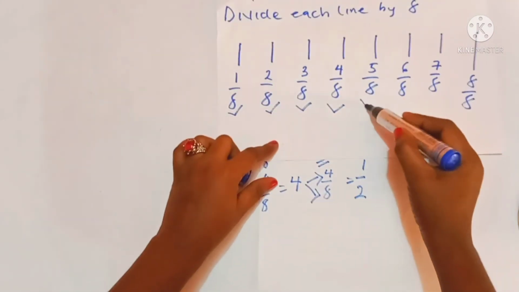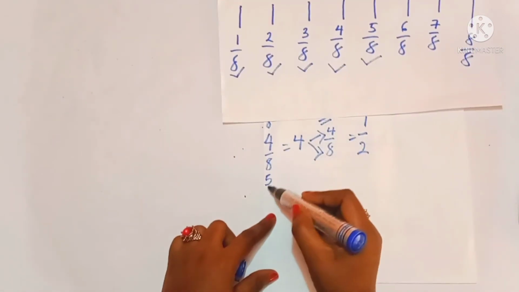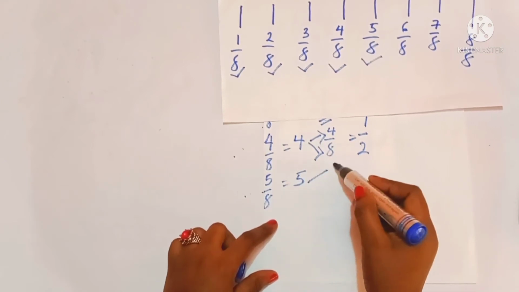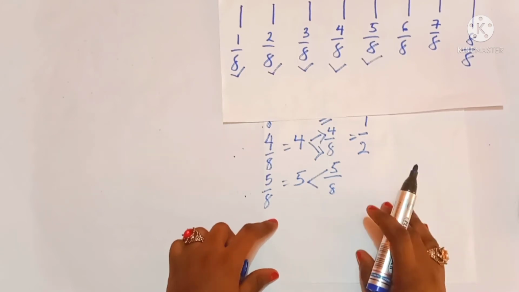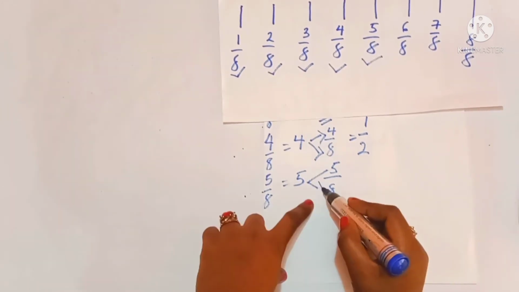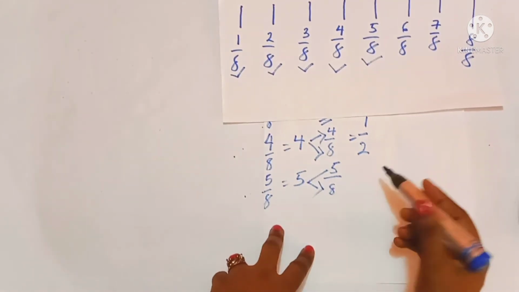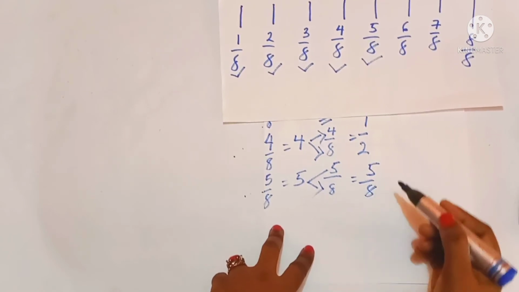Move to the fifth one, which is 5 over 8. 5 in 5, 1. 5 in 8, this is not possible because there's going to be a remainder. So just like the 3 over 8, we just ignore and move on. So this will still retain its 5 over 8.